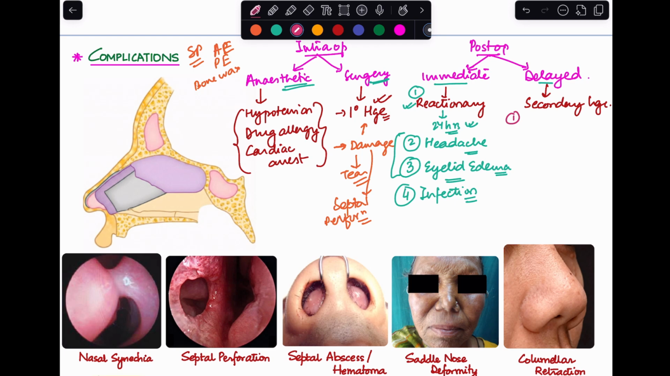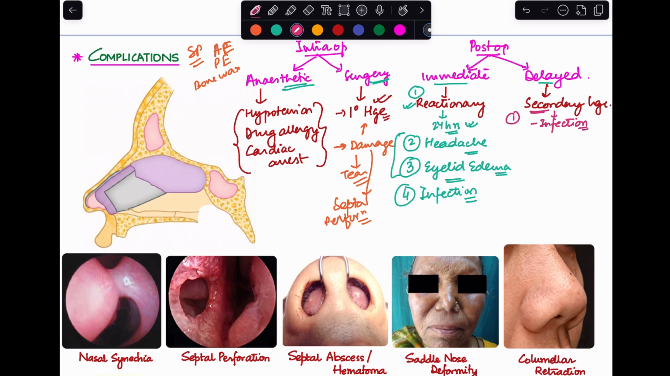So first, let's talk about our first one, which is secondary hemorrhage. Now, secondary hemorrhage, the main cause of this is infection. So, our management over here would be to treat this infection with the help of antibiotics. And sometimes you may even need to repack the nose. So, that's our first delayed complication.